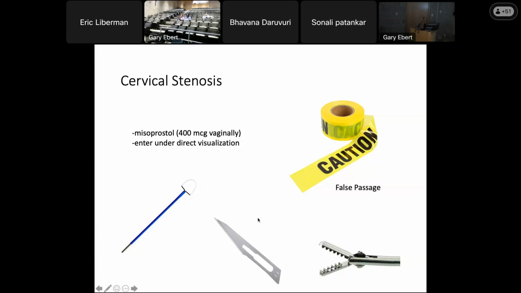and then go in under direct visualization. That's especially important when you're first starting the case and you're going to do dilating, and you hit a rock, you feel it's hard and you don't feel the canal. It's important to stop, because that's when you're going to cause a perforation if you push through that. And it's good to put the diagnostic scope in the external os and go in under direct visualization.